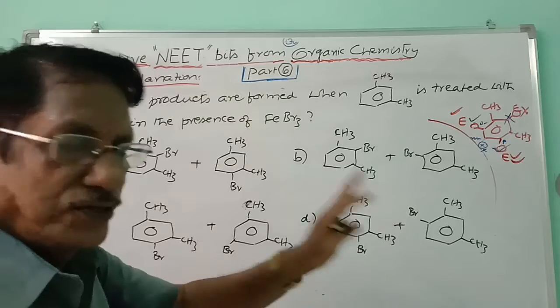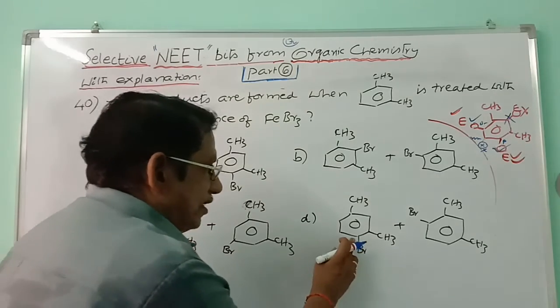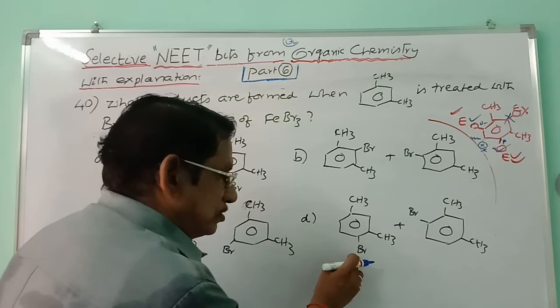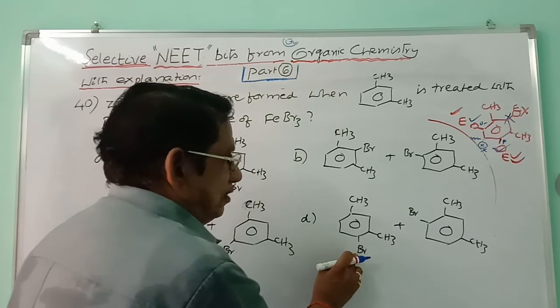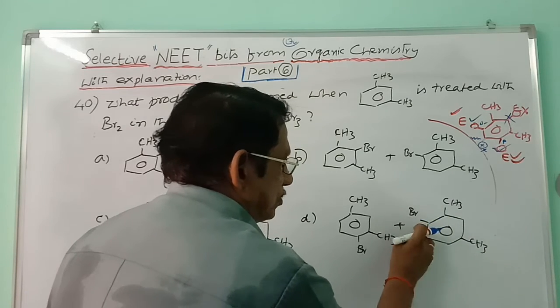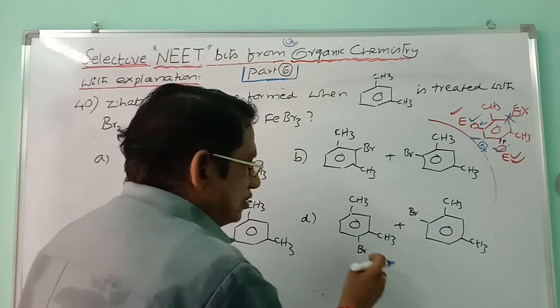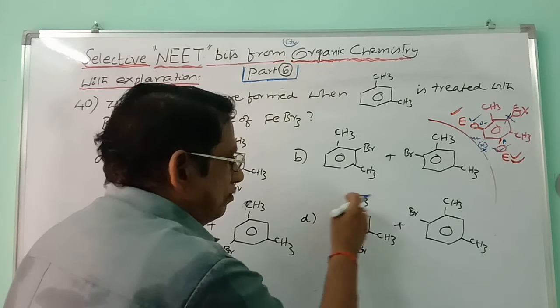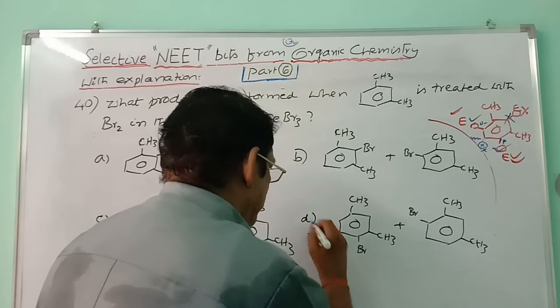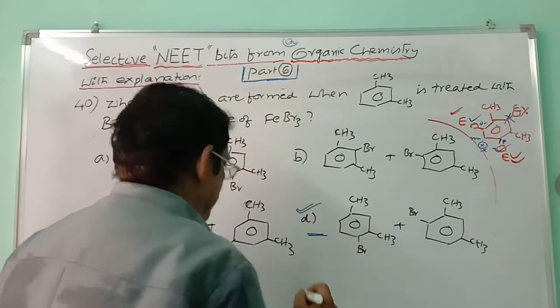If you take the bit D here, para position with respect to this CH3, ortho position with respect to this CH3, this position is favorable, this product is obtained, and also this position, ortho position toward this, para position toward this is also favorable. And so this product will be obtained, this product will also be obtained. So this is the correct answer for the 40th bit.